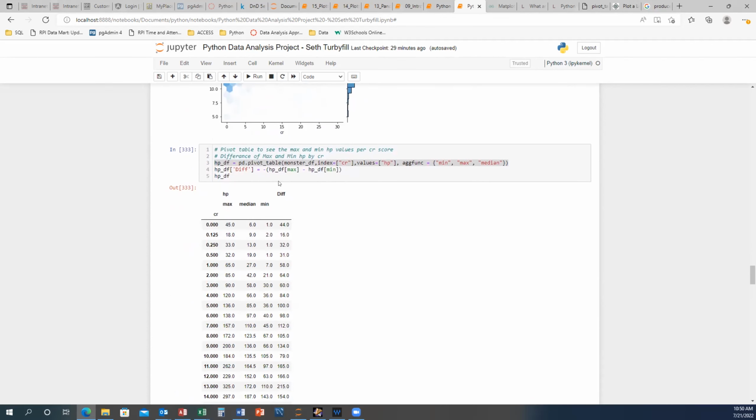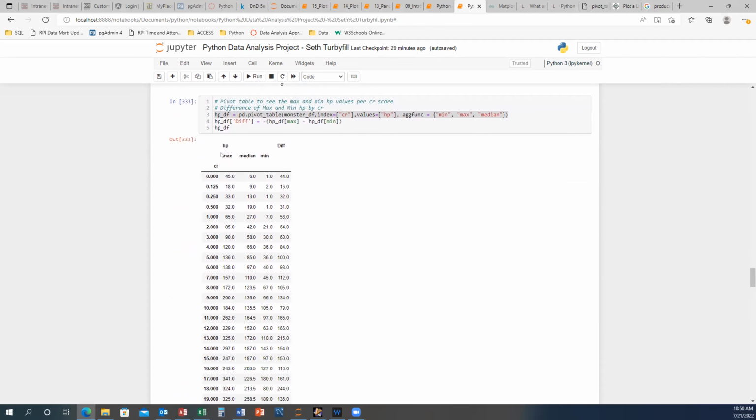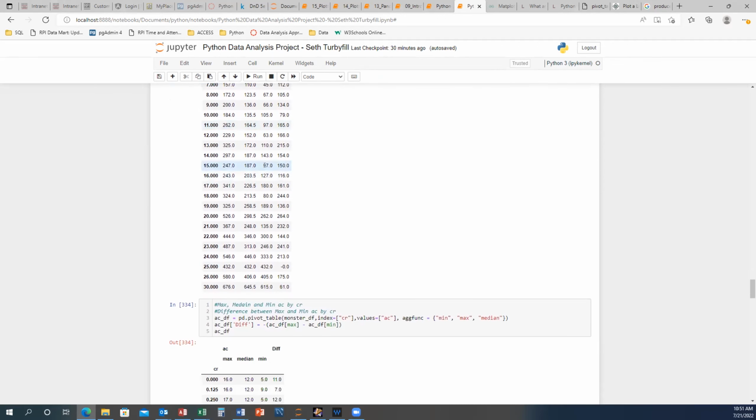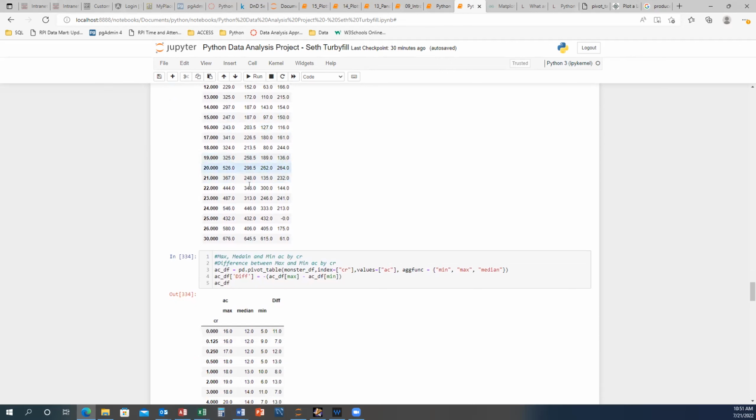Down here is where I made that pivot table. I've got the maximum, the median, and the minimum, and I wanted to see the difference between the maximum and the minimum HP, just so I could have an idea of what the range was. The median was the most interesting to me because it's always going up, right? It never goes back down until you get up to this really crazy high stuff that's weird in its own way.